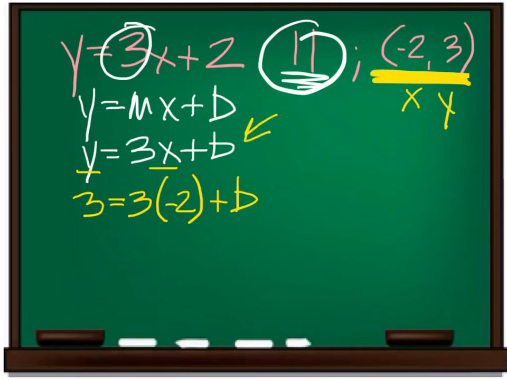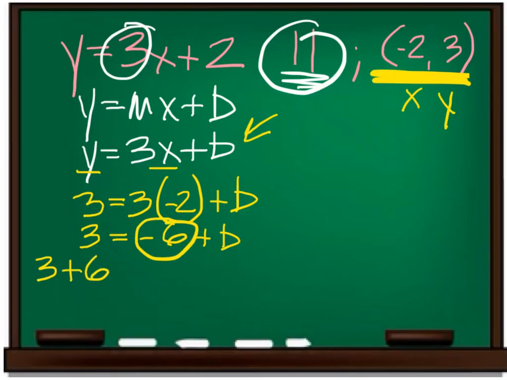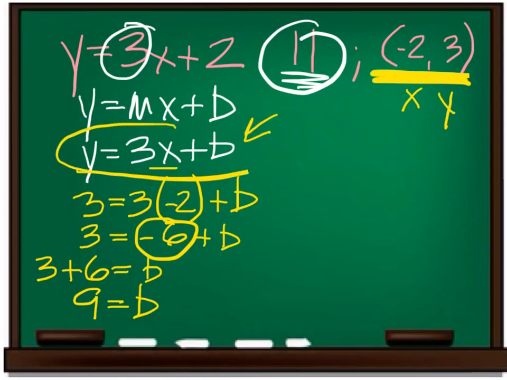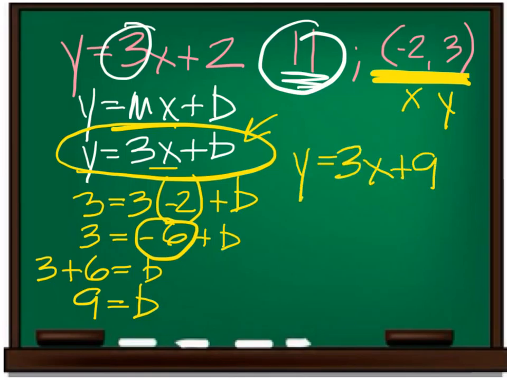So this should be 3 equals negative 6 plus b, and then 3 plus 6 after you move this to the left. B should be 9. 9 is the y-intercept. You come back here, y equals 3x plus b, and rewrite it as y equals 3x plus 9.